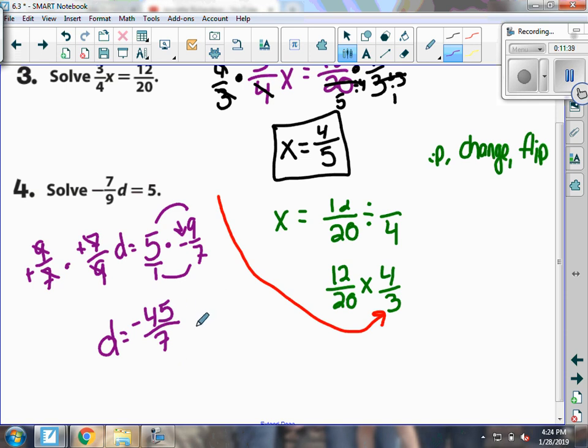I need to change this to a mixed number. I need to simplify this. How many times does 7 go into 45? It's going to go in 6 times, and I need to bring out my negative. So negative 6, with how many left over?